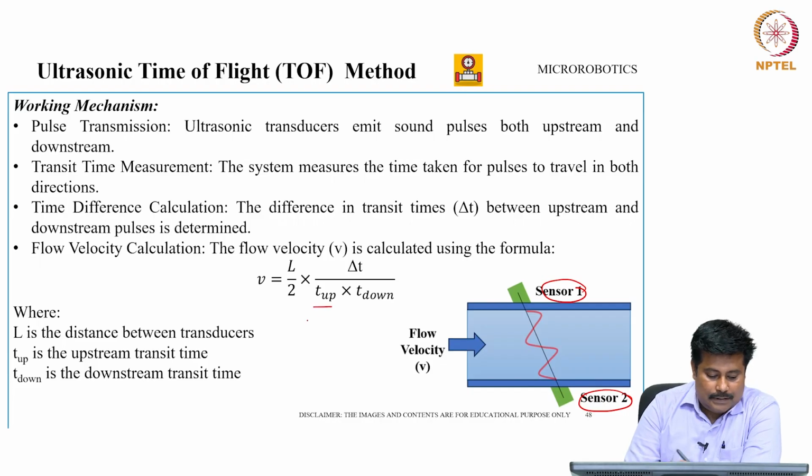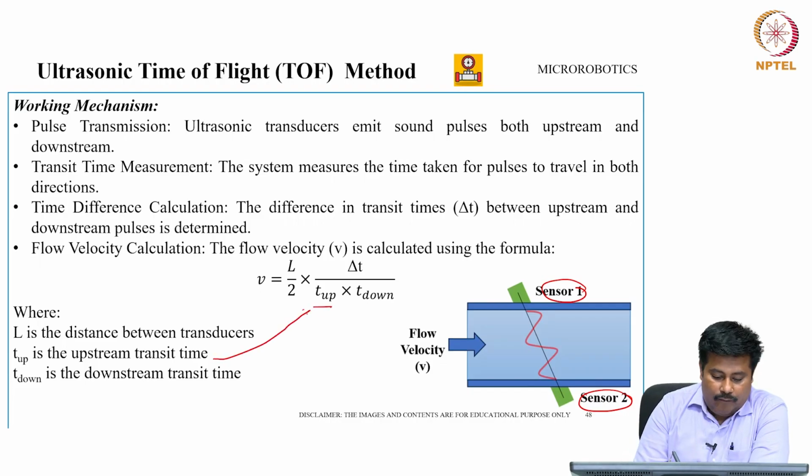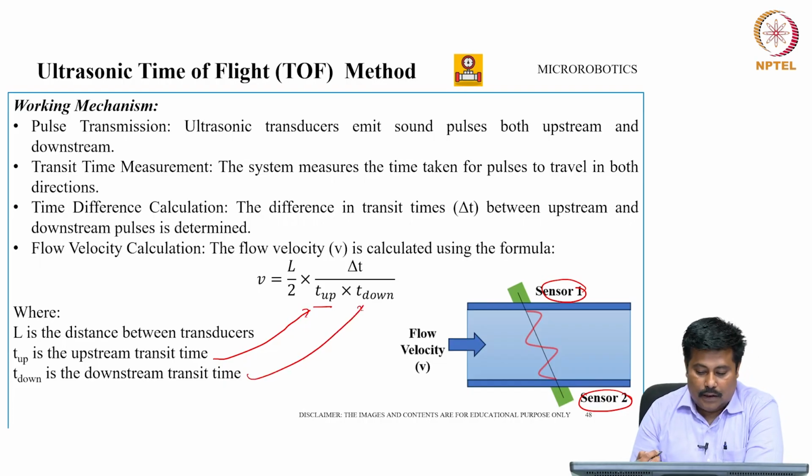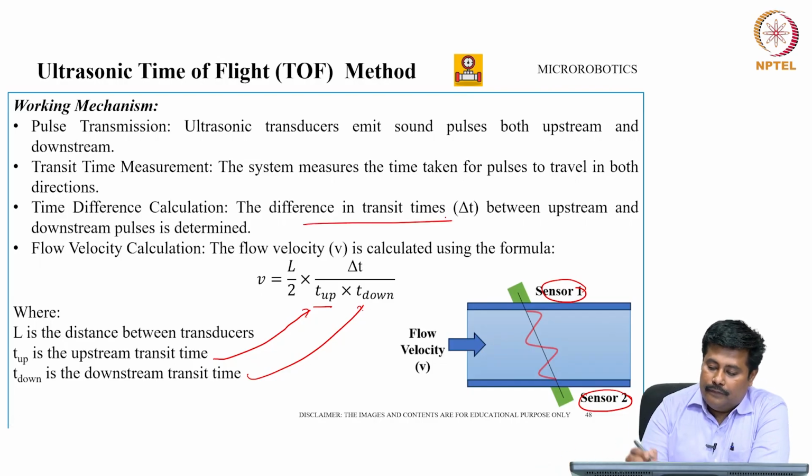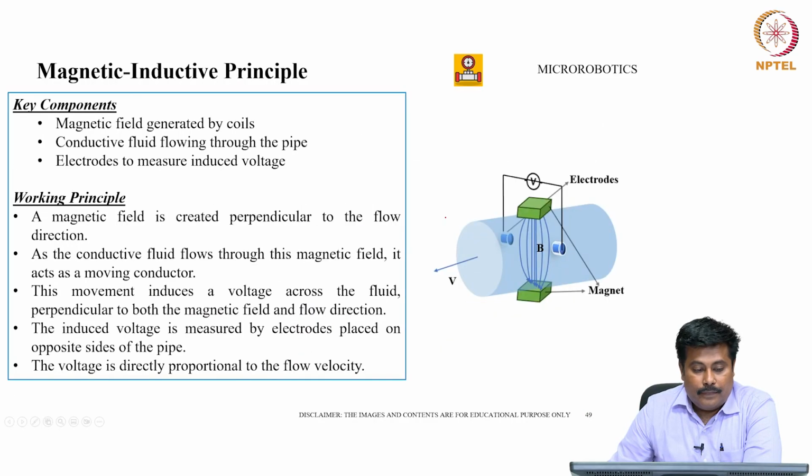T up is the transit time for the upstream and T down is the transit time for the downstream, and L is the distance between the transducers, V is the velocity of the system, and del T is the difference in the transit times.